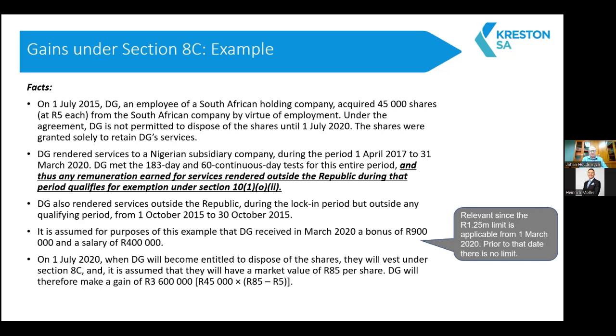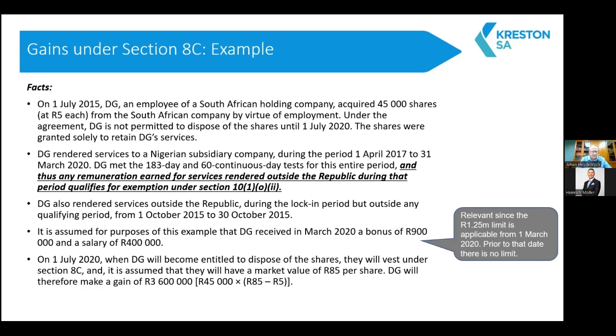Now, 1 April 2017 to 31 March 2020. From 1 April 2017 to 28 February 2020, no limitations, no 1.25 million rand limitation. From the 1 March 2020 period, there was the 1.25 million rand limit. But what they're saying is that in March 2020, he received a bonus of 900,000 and a salary of 400,000. So that bonus and salary already exceeds my 1.25 million rand. They've overcomplicated it with this bonus because they did not look back on that one, but let's just assume that in that March period, they've already exceeded the 1.25 million rand limit.